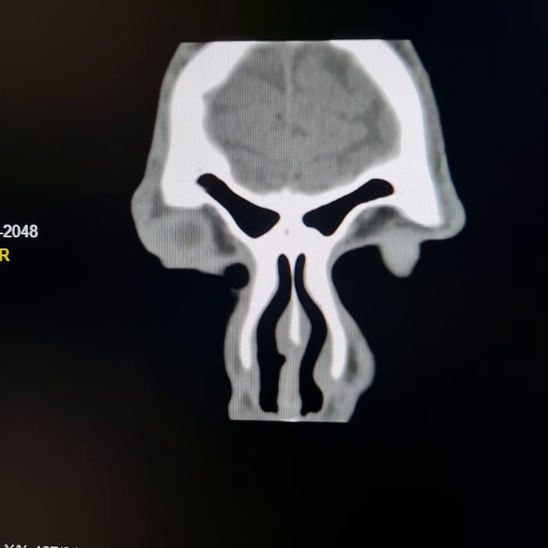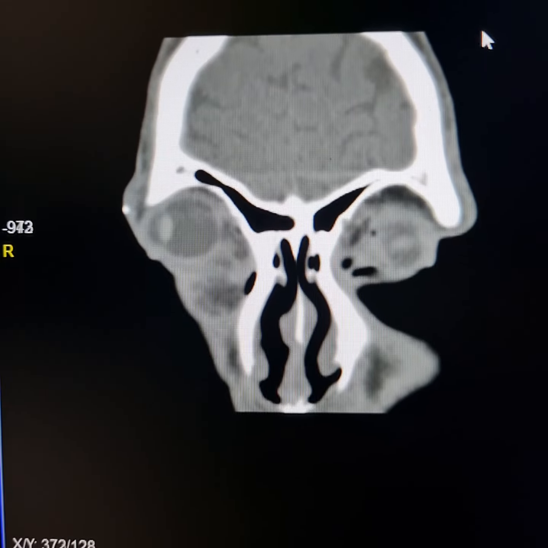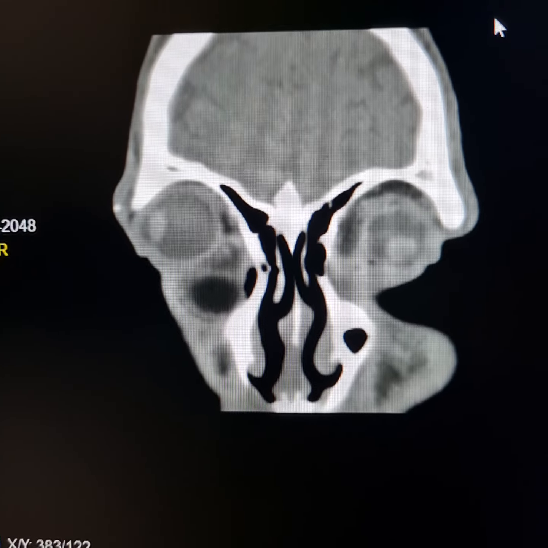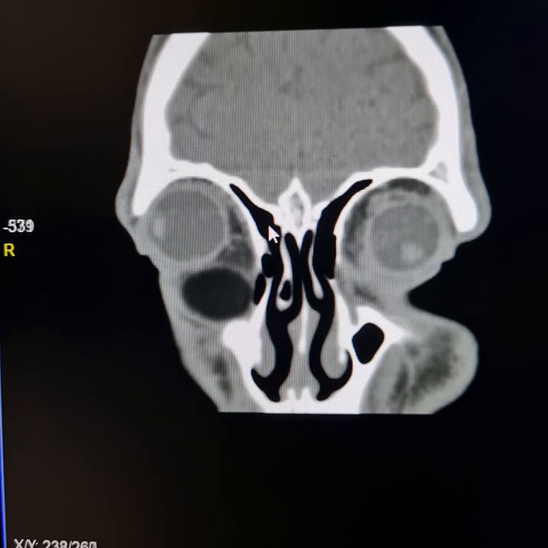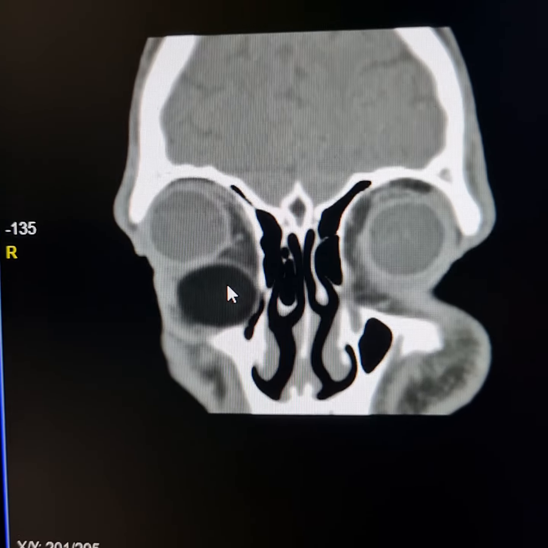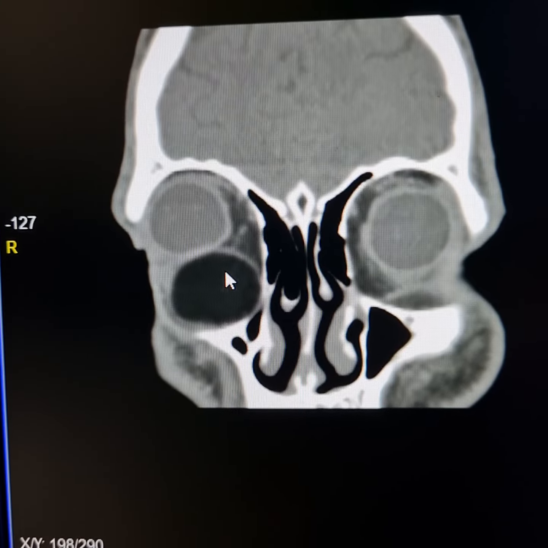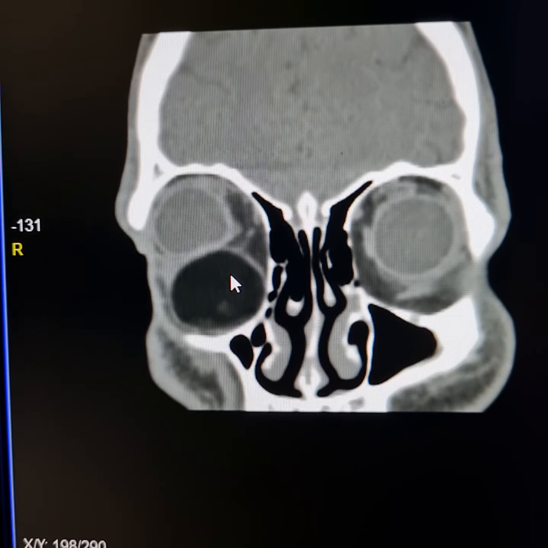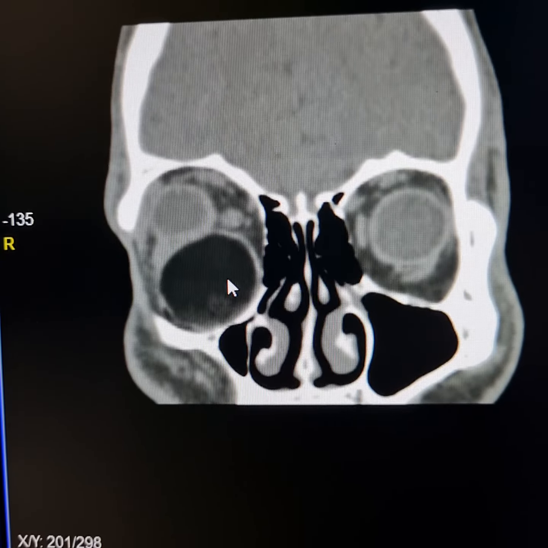This is a plain CT scan orbit of a 16 years old male patient who presented with inferior rectus and lateral rectus palsies. Now please observe, this is the right eyeball here. This is a well-defined fat attenuation lesion which lies below right eyeball. Right eyeball is displaced upwards.